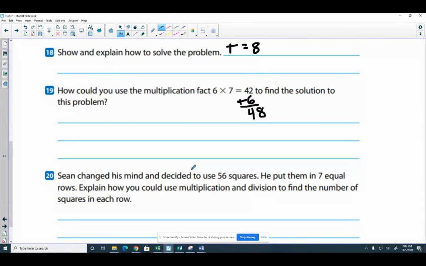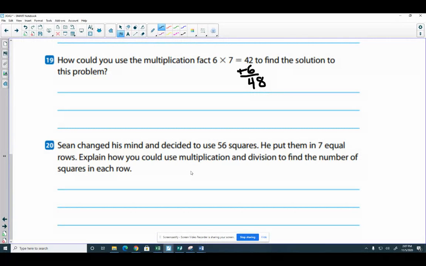Sean changed his mind and decided to use 56 squares. He put them in 7 equal rows. Explain how you could use multiplication and division to find the number of squares in each row. Multiplication would be 7 times R, because it's not given to us how many squares are in each row. You could actually let this be any letter.